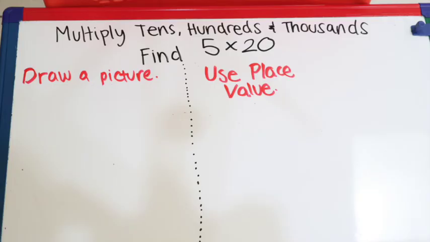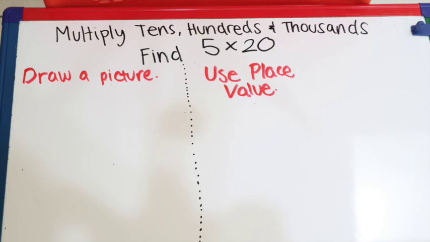Here is your video response question. I want you to find 5 times 20. But when you do this, I want you to show me by drawing a picture, and then after that, using the place value chart, okay? When you do this, you can go ahead and rewind this video back to when I did 4 times 50. Using that model should help you solve this problem.